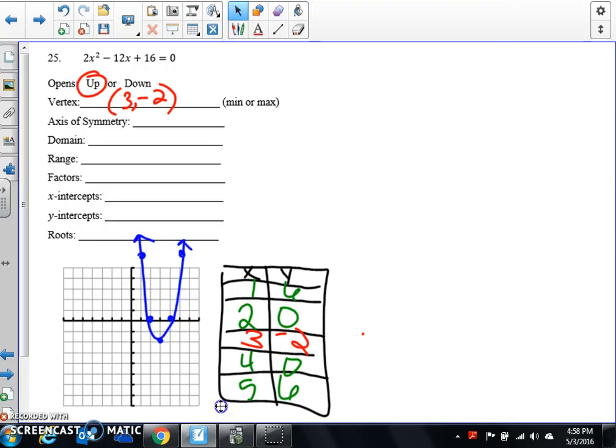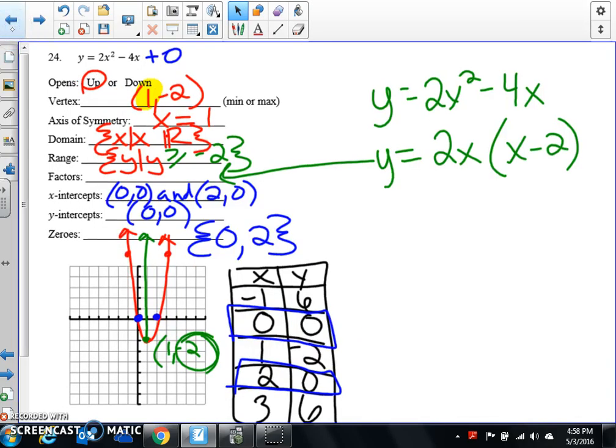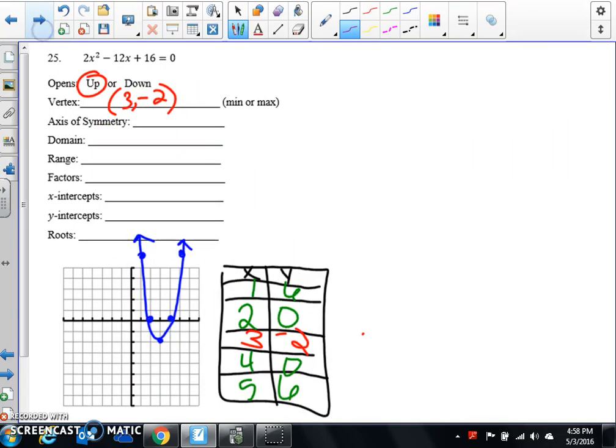Oh, and oopsie, my last one, I forgot my axis of symmetry, y'all. Sorry. Okay, my bad. All right, so now my axis of symmetry, I take the x coordinate, so x equals 3 for my vertex. So it's right here, x equals 3.